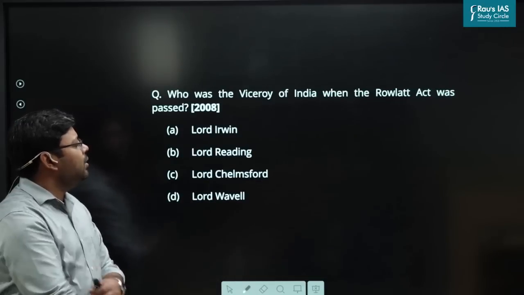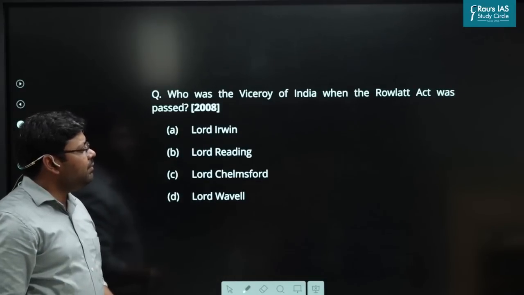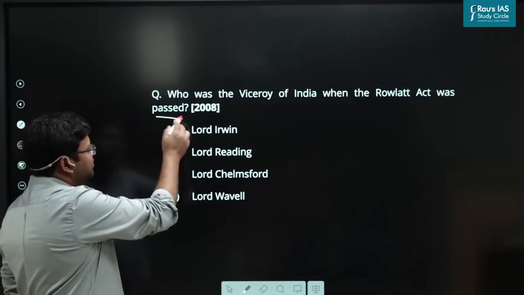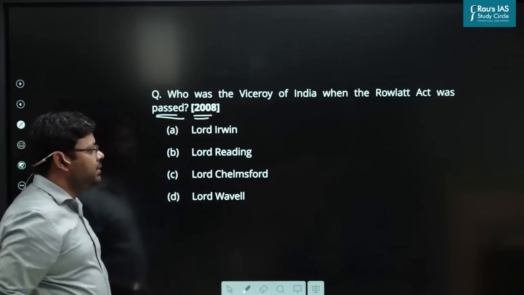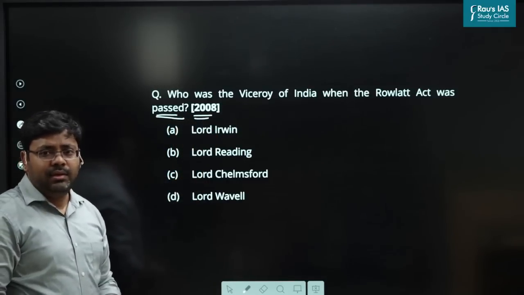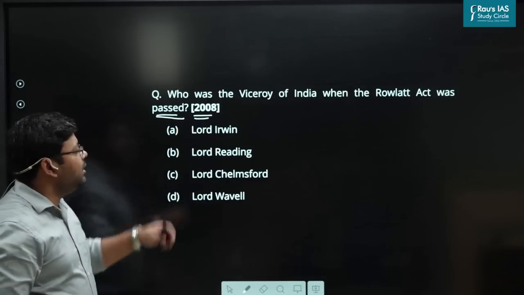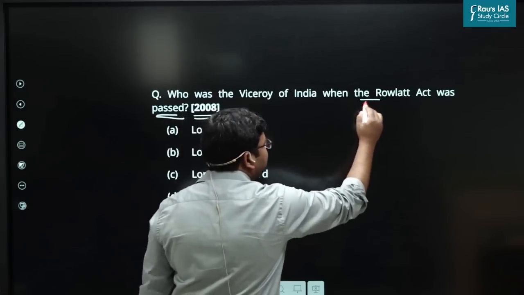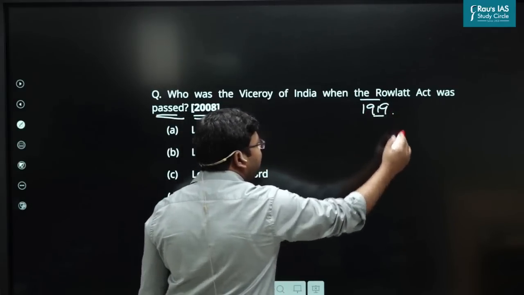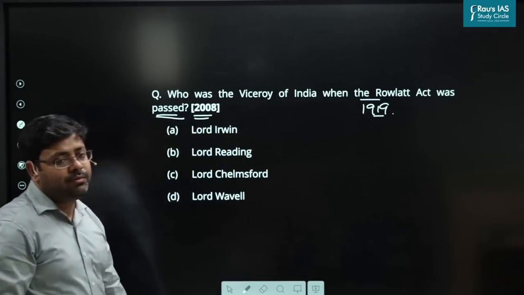Then, who was the Viceroy of India when the Rowlatt Act was passed? 2008 UPSC question this is. Simple question. Rowlatt Act. When was the Rowlatt Act brought? 1919. Rowlatt Act was brought.